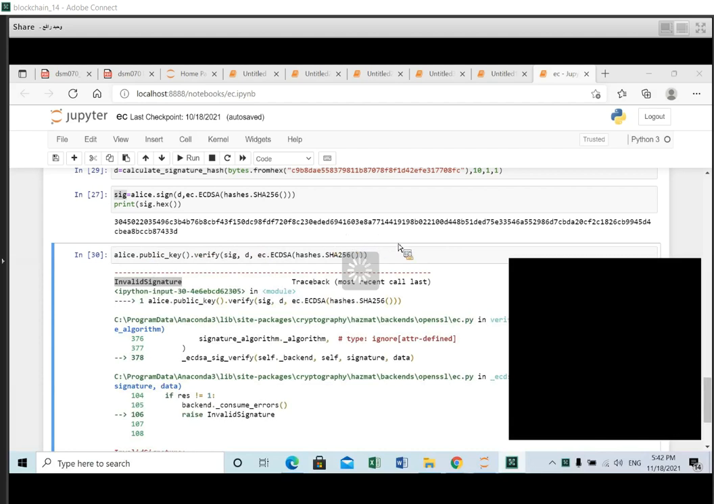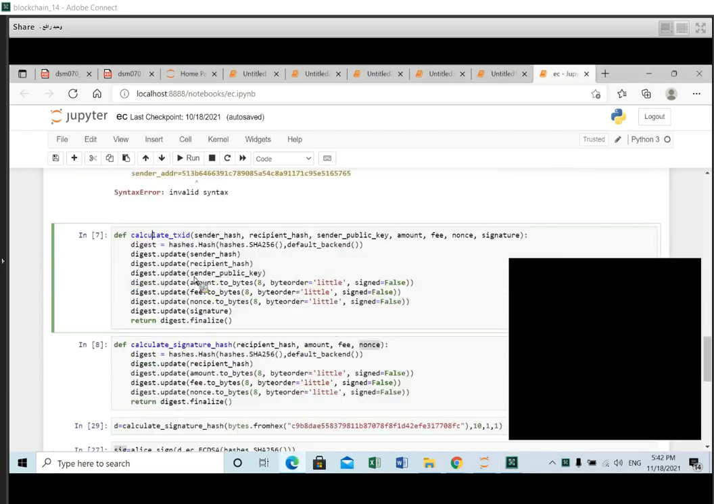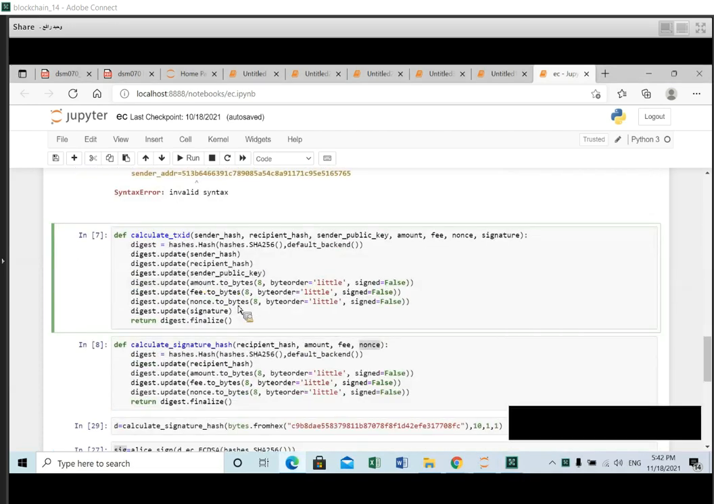This is a function, calculate transaction ID. Sender address, all the fields, recipient address, sender public key, amount, fee, nonce, signature. Then here, using these commands, add them to the hash. Digest update, sender hash, recipient hash, put everything together and generate the hash.